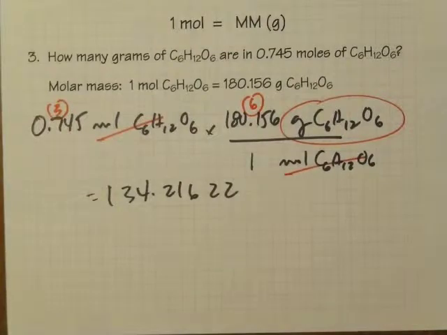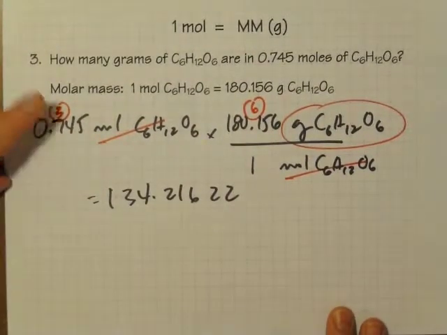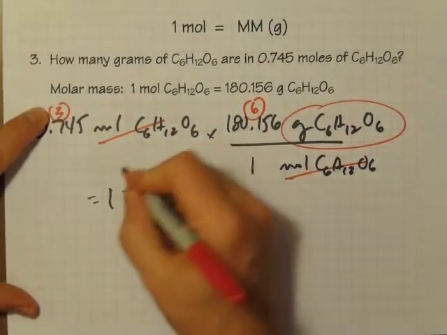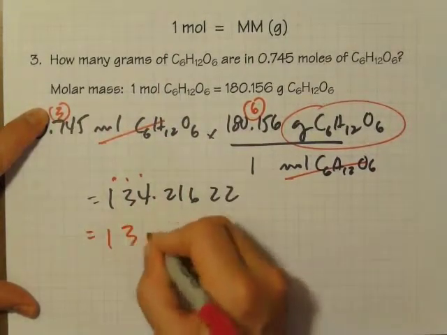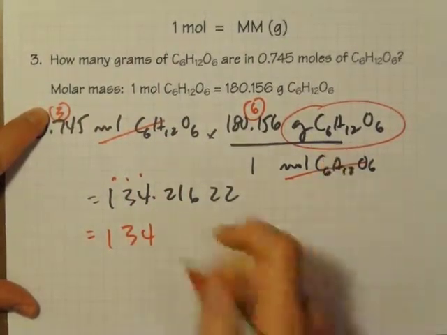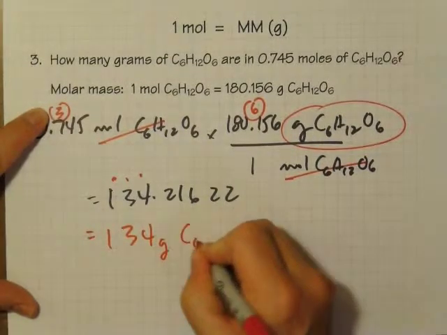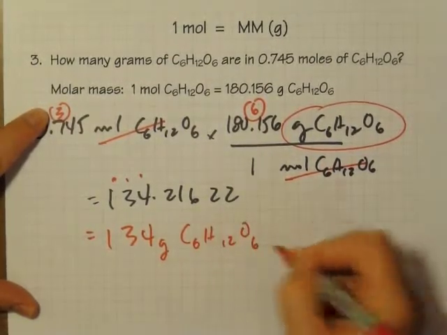The rounding rule for multiplying and dividing says I can only keep the fewest significant figures, which is 3. So I'll keep these 3 significant figures, and I'll write my answer, 134 in the unit grams of glucose, C6H12O6.